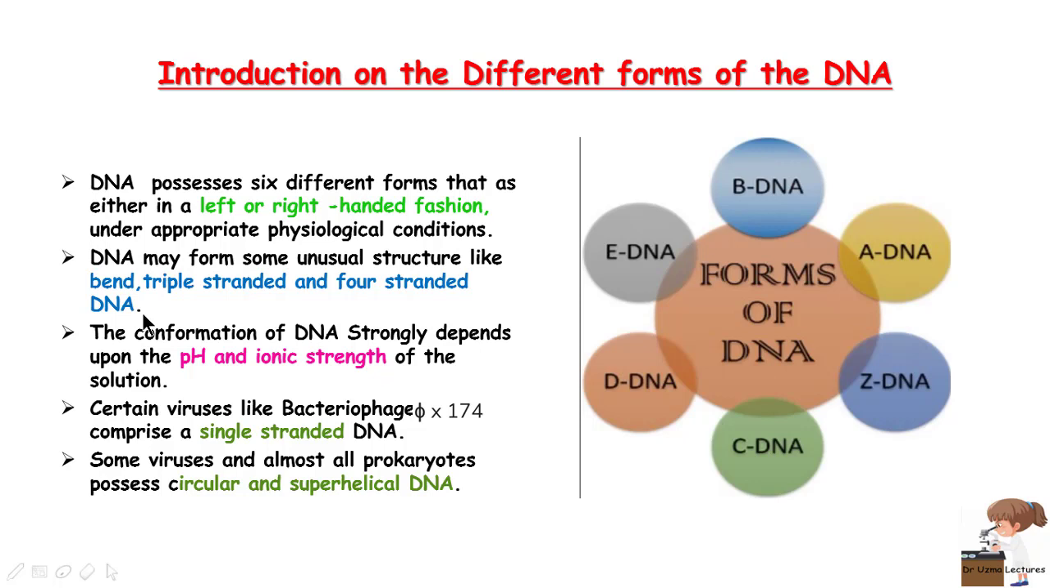The conformation of the DNA strongly depends on the pH and the ionic strength of the solution. We can see that the bacteriophage ΦX174 usually has a single-stranded DNA, and the viruses and all prokaryotes have a circular and double helical DNA.